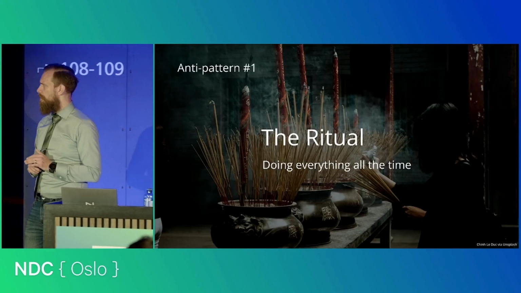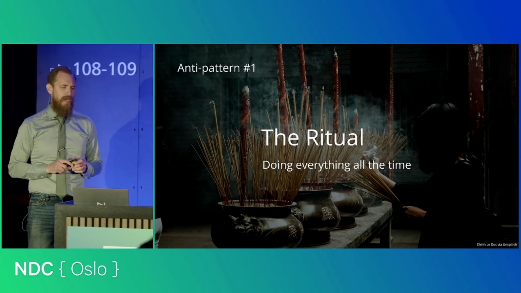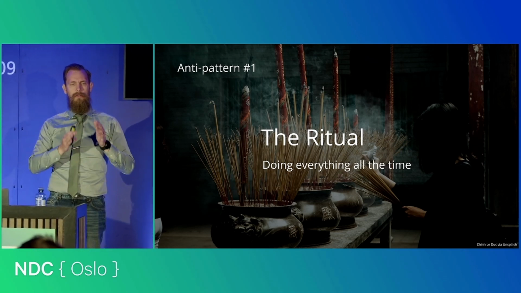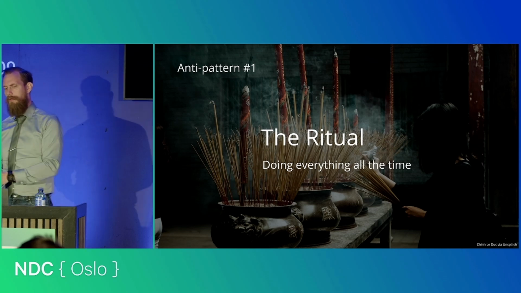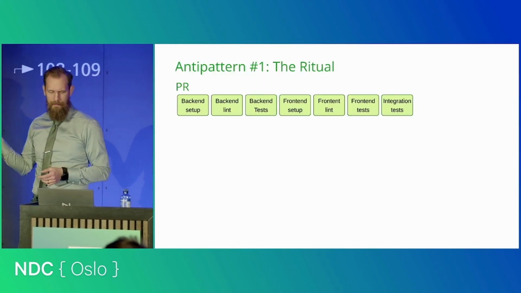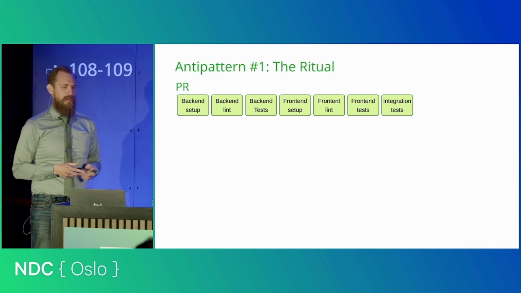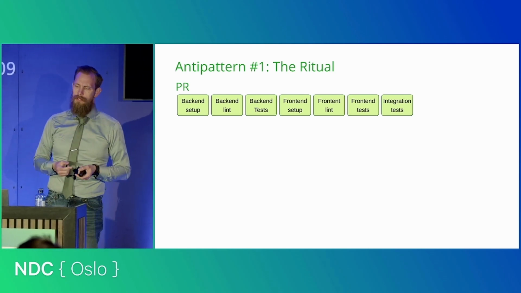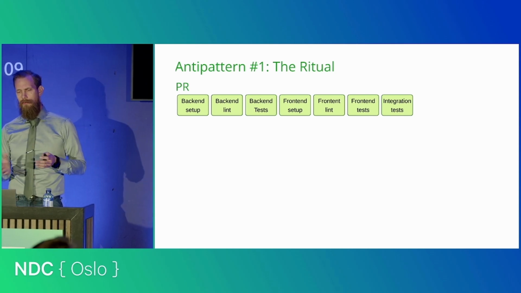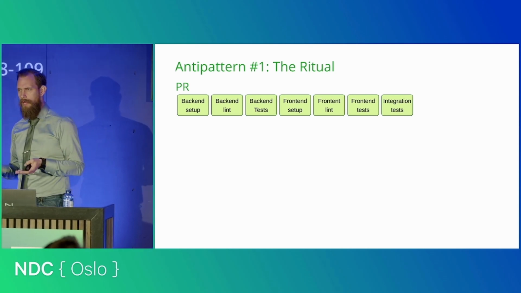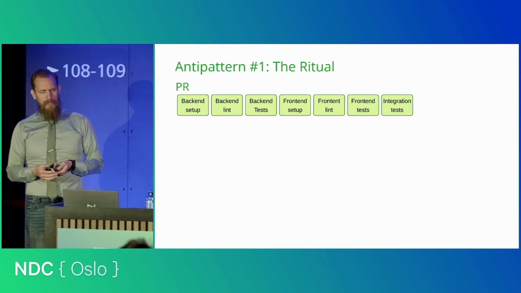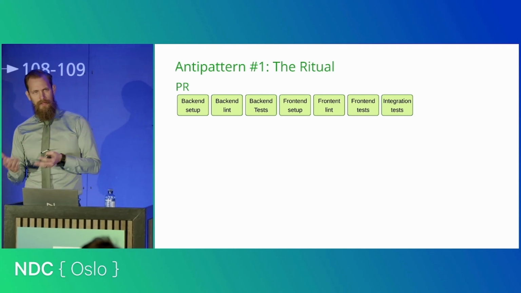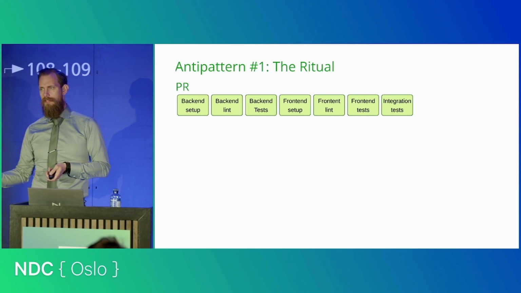Let's start off with anti-pattern number 1, the ritual. This is where you're doing everything all the time. Your pipeline is a ritual. You do one thing, then one thing, then one thing, then one thing, all the time. So it might look like this. This is a typical ritualistic pipeline, and typically it develops organically. You start out with a new project, you create a pipeline because you need a build automation pipeline for your project. You write it simply, you have some backend code, some front-end code, so you write tests for those, you run the tests in the pipeline, and then you run the integration tests at the end.